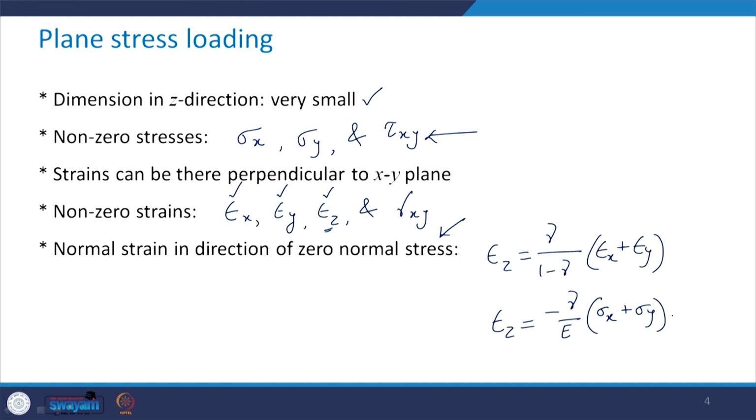Once again, what is the difference between plane strain loading and plane stress loading? Say if xy is the plane of consideration, in case of the plane strain loading, the strain in the z direction is going to be equal to 0, but it will have non-zero stress in z direction. However, in case of the plane stress loading, you will have non-zero strain in the z direction, but you will have 0 stress in the z direction.